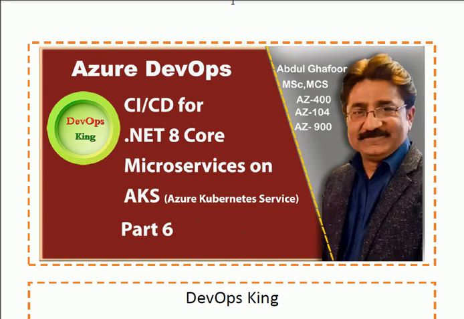Today, we shall discuss in part 6 the CI/CD for the .NET 8 Core microservices using the AKS. So in the previous part 5, we have added the plugin for Kubernetes. Today we shall configure it.